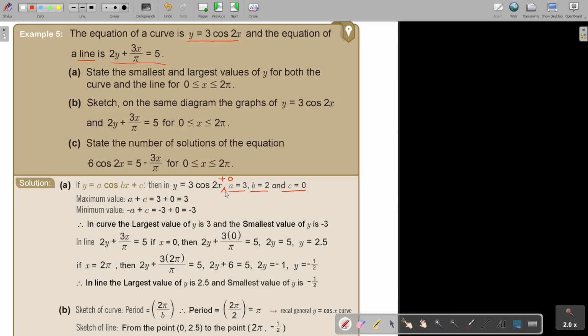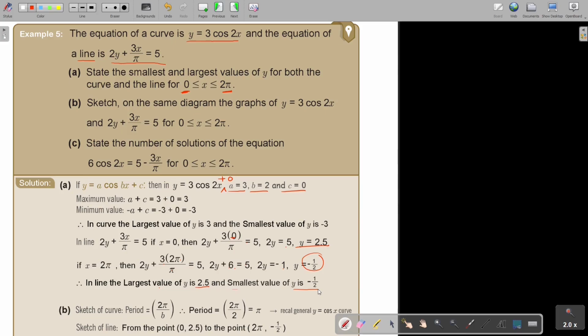Okay, now the line is a straight line. So basically, I will take these 2 points to see what is the beginning and the end of the straight line. So if I substitute x as 0, then this becomes 0 and 2y equals 5, divide by 2 and y equals 2.5. And if I substitute 2 pi, then the pi's cancel, and this is 6, and then 6 is going over and it's becoming negative 1, and if I divide by 2, it's negative a half. So the largest value of the line is 2.5, and the smallest value of the line is negative a half.